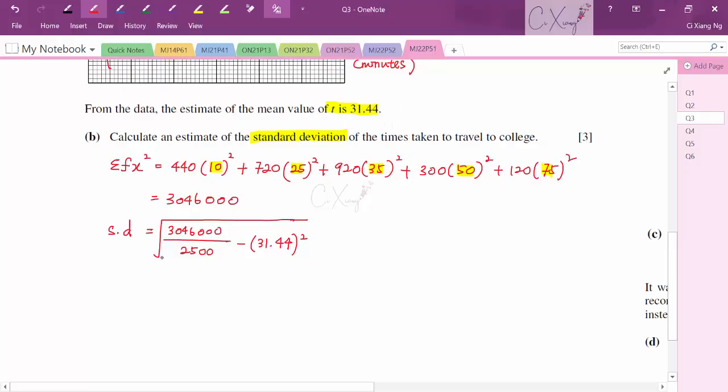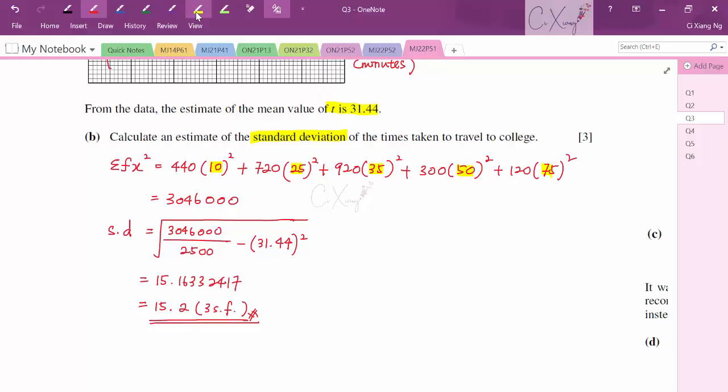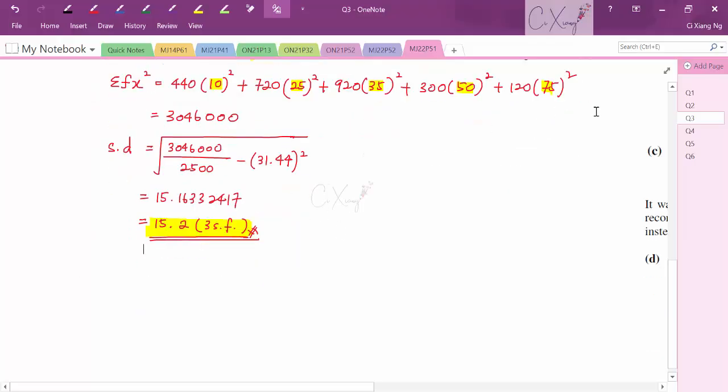Definitely we need to take a square root to get the standard deviation. I will get 15.16332417. After that, correct it to 3 significant figures, I'm going to have 15.2. So this is the answer correct to 3 significant figures. Then let's continue to part C.